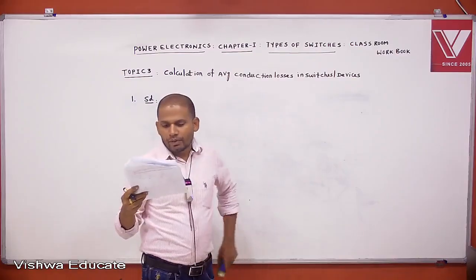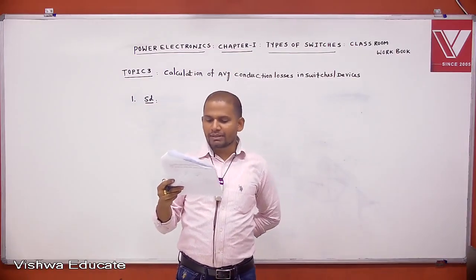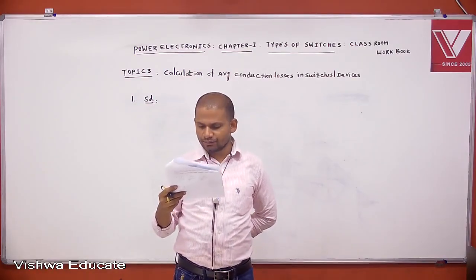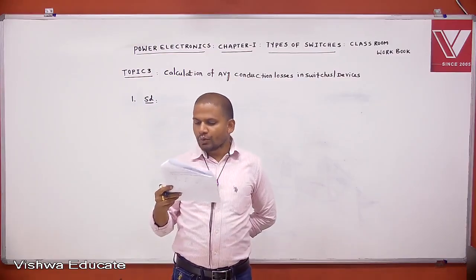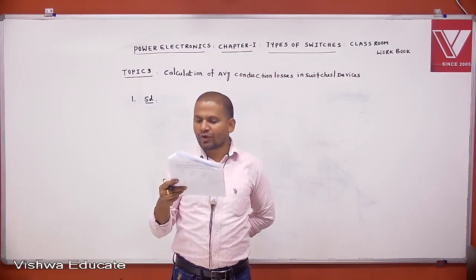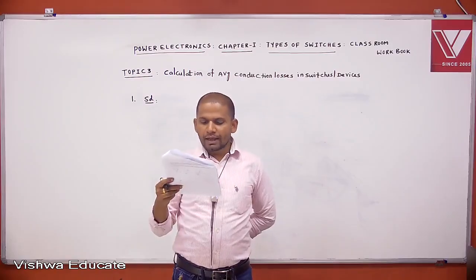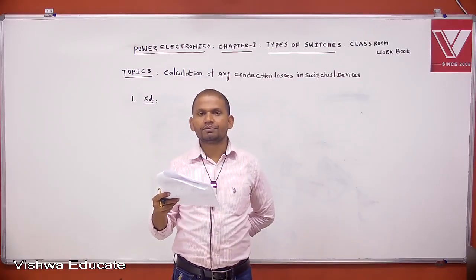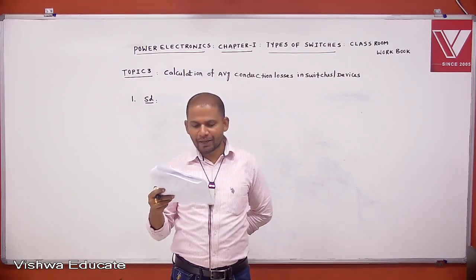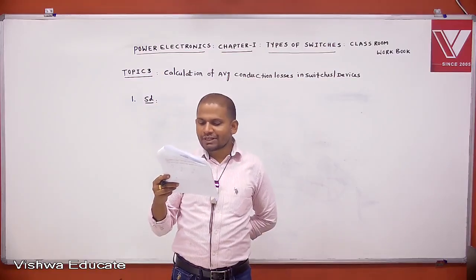A MOSFET is modeled as on-state resistance of 2 ohms and voltage drop of 1.5 volts. A current waveform as shown in figure is applied to the MOSFET. The average on-state power loss is dash.